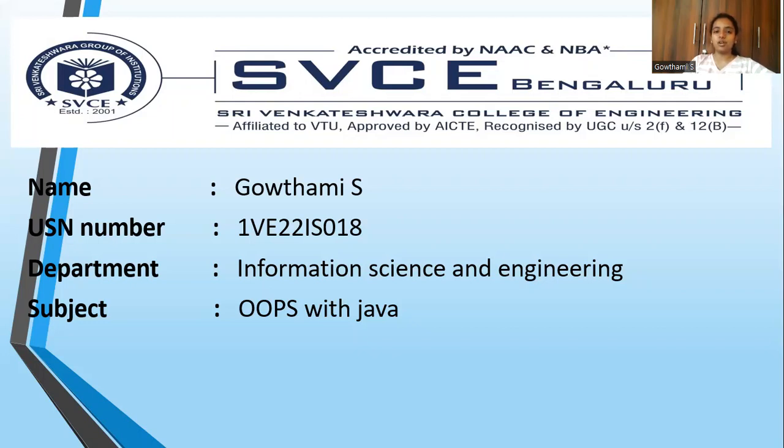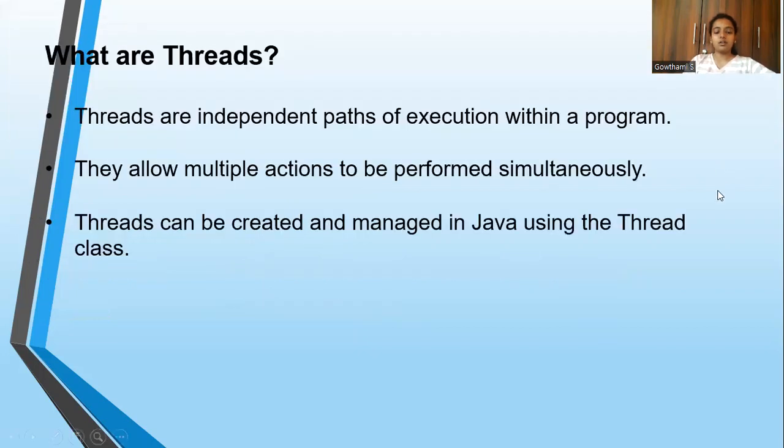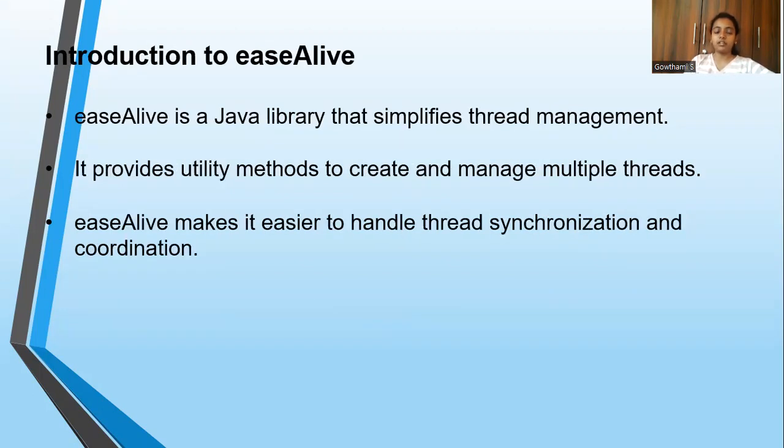Today we'll be seeing about a topic from Java. So before going into the topic, we have to know a few basic parts, which is what threads are. Threads are independent parts of execution within a program. They allow multiple actions to be performed simultaneously. Threads can be created and managed in Java using a Thread class.